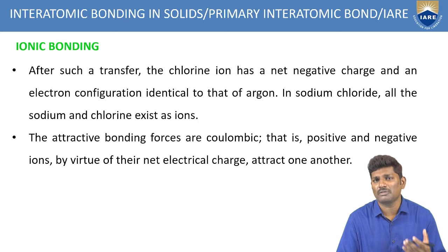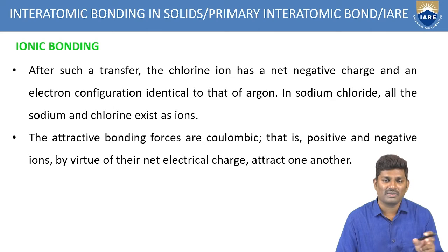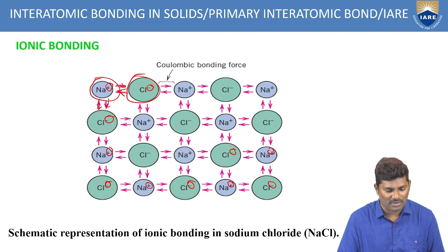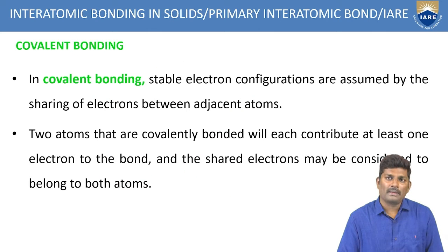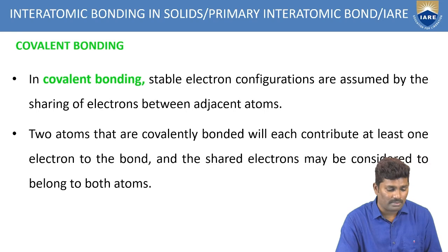Why are you getting that Coulombic force? Because there are positive and negative electric charges on the ions. Because of the electric charges, there is a strong attractive force on each other. Thus, the sodium chloride is formed. So this is about ionic bonding. Next, the category in primary bonding is covalent bonding.